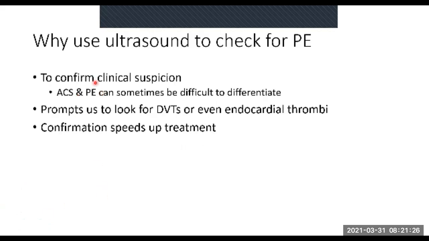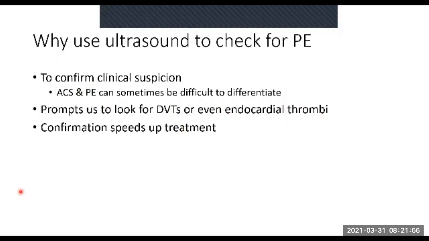Like I said, it's to confirm clinical suspicion, because sometimes acute coronary syndrome and PE can be difficult to differentiate, especially on an ECG. The one we saw on Monday had features of an NSTEMI, and the history was suggestive of an MI as well. But when you really look at it, it was a pulmonary embolism. So we have to be careful, and ultrasound also helps us to look for DVTs, endocardial thrombi, things like that.